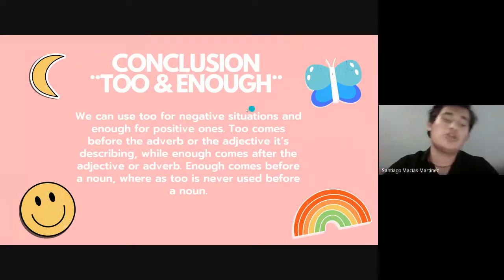Finally, the conclusion of too and enough. We can use too for negative situations and enough for positive ones. Too comes before the adverb or the adjective it is describing, while enough comes after the adjective or adverb. Enough comes before a noun, whereas too is never used before a noun.